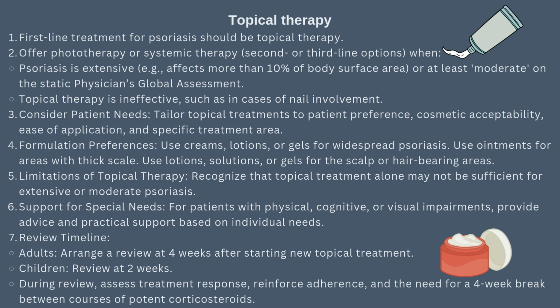Limitations of topical therapy. Recognize that topical treatment alone may not be sufficient for extensive or moderate psoriasis. Support for special needs: for patients with physical, cognitive, or visual impairments, provide advice and practical support based on individual needs. Review timeline. Adults, arrange a review at 4 weeks after starting new topical treatment. Children, review at 2 weeks. During review, assess treatment response, reinforce adherence, and the need for a 4-week break between courses of potent corticosteroids.